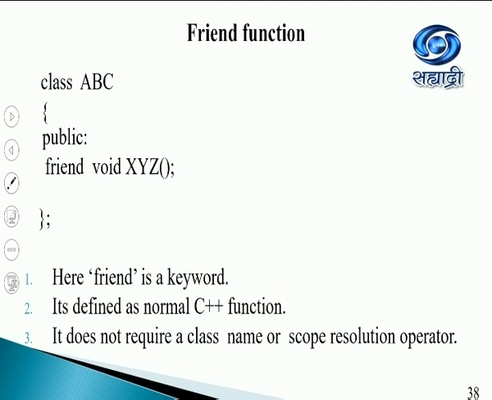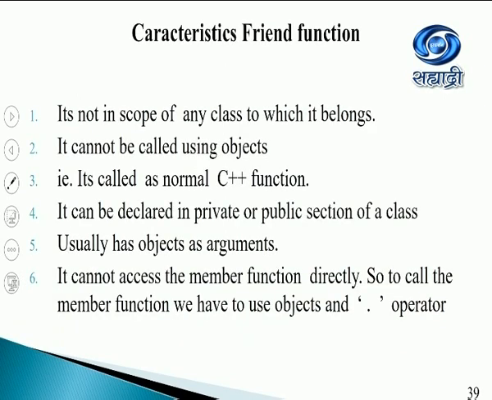Friend will always be defined as a normal C++ function. It does not require a scope resolution operator. Mind you, if we write any member function outside the class, we should always use a scope resolution operator, but not with a friend function. Friend functions should be written as a normal C++ function, which we have been using in our 11th standard.